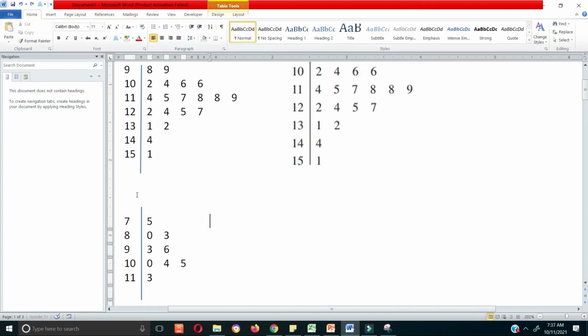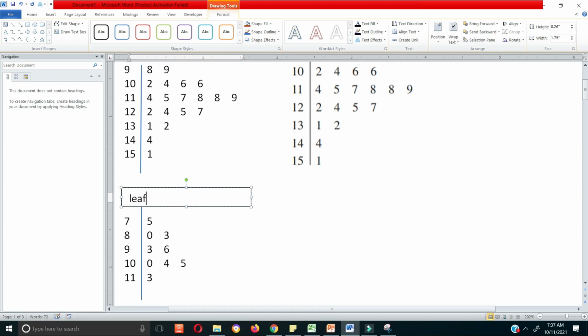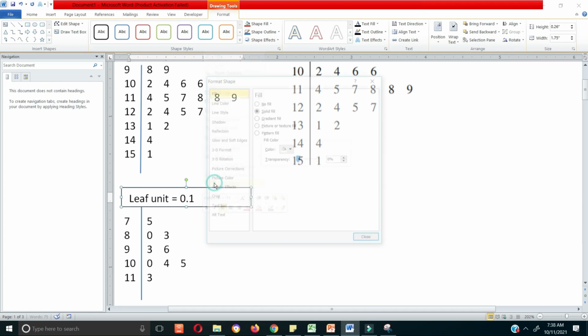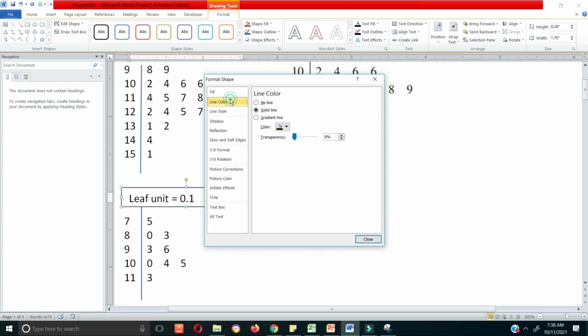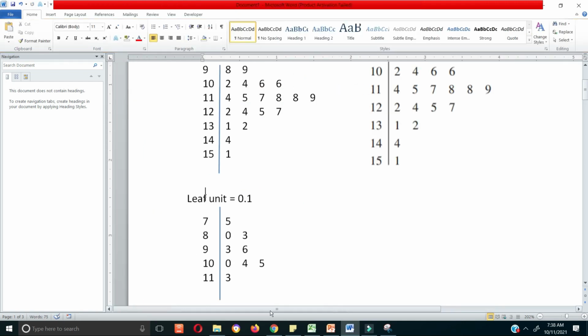I actually needed this one. So you have to specify a leaf unit. In this case it's 0.1. So whatever figure you see, you're actually multiplying it by 0.1. Let me just format this correctly. Then, this is how your stem and leaf display should look.